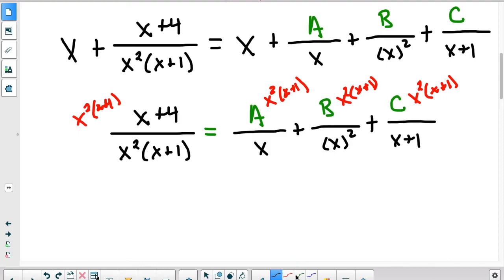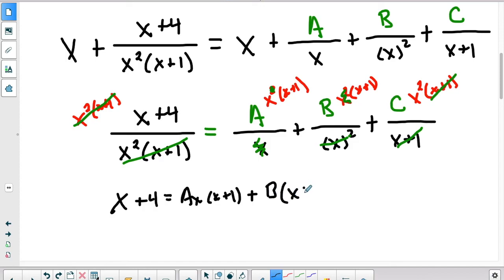And when we multiply this all together, well, these here cancel out. One of the x's cancels out with one of the x's. X squared cancels out with x squared. And x plus 1 and x plus 1 cancels. And what that leaves us with is x plus 4 is equal to ax times x plus 1 plus b times x plus 1 plus cx squared.